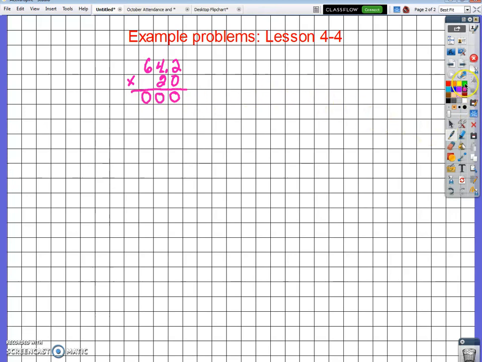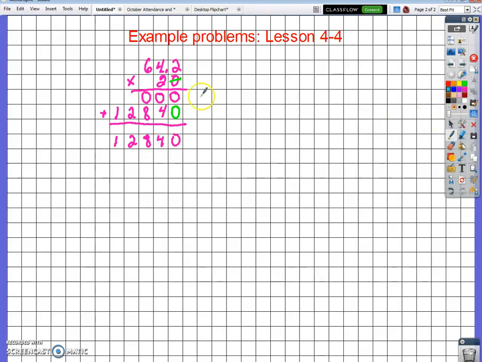Now that I am finished with the ones place, we're moving over to the tens. That makes me have to annex a 0. So I go in and annex my 0 and I start multiplying. 2 times 2 is 4, 2 times 4 is 8, and 2 times 6 is 12. I keep everything lined up nice and neat. Once I get my two partial products, I'm going to add them all together. 1, 2, 8, 4, 0.